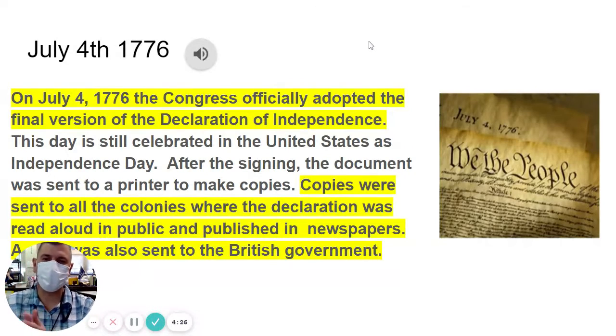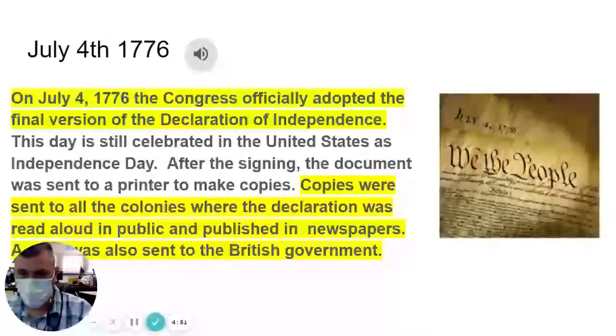All right, so July the 4th. On July the 4th, 1776, Congress officially adopted the final version of the Declaration of Independence. After Thomas Jefferson wrote it, they made a few amendments, a few changes to it, but it was so good that they didn't make a whole lot of changes, but they did make some. And so this day, July the 4th, 1776, is celebrated in the United States as Independence Day.